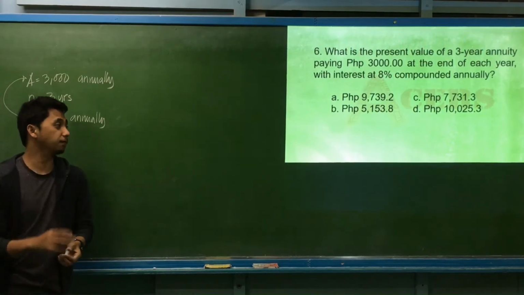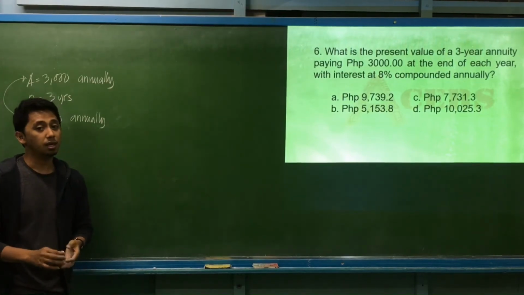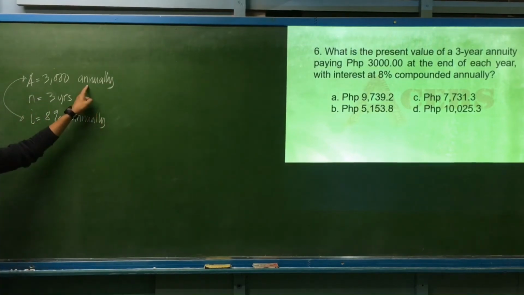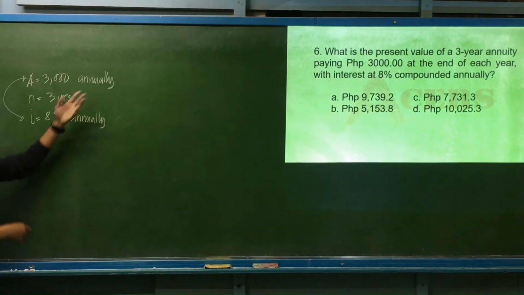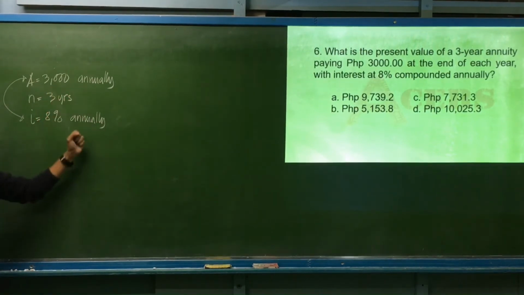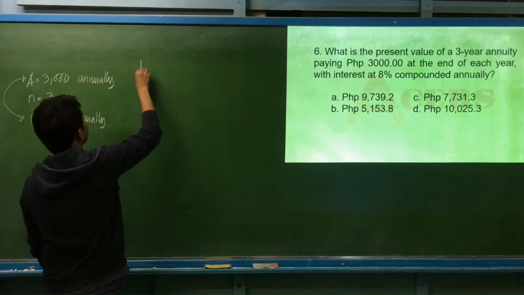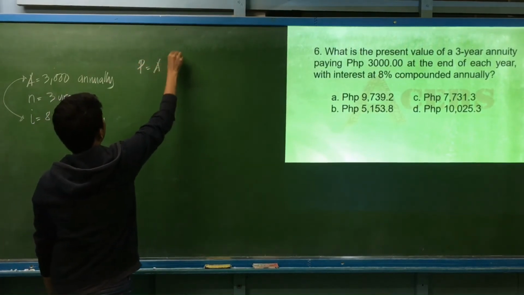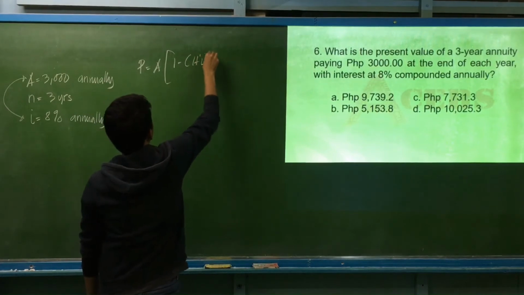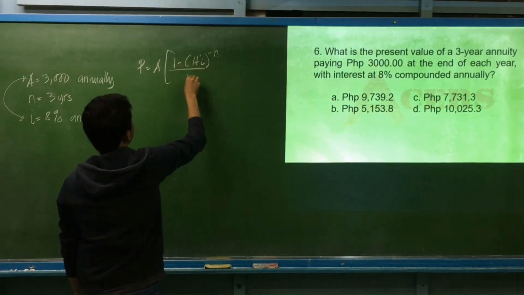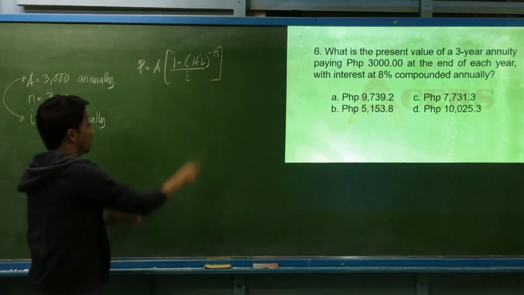If you are solving for annuity, can you observe the mode of payment and the mode of interest? They should have the same mode. So if the payment is done annually, the applied rate should be compounded annually. Okay? So we are looking for the present amount. The present amount is equal to the annuity multiplied by 1 minus 1 plus i raised to negative n, divided by the interest rate.